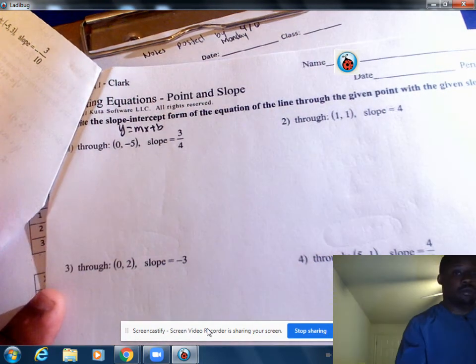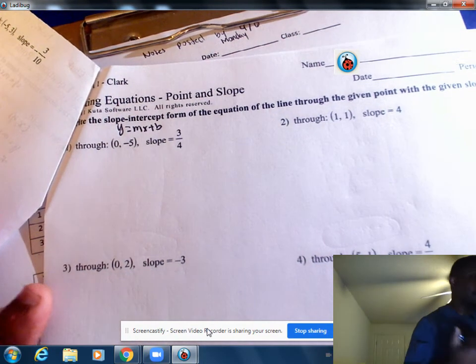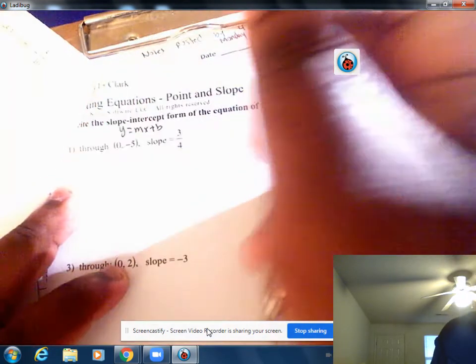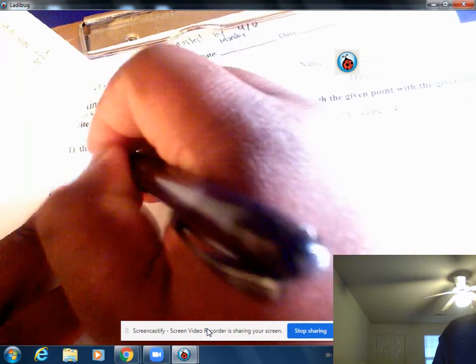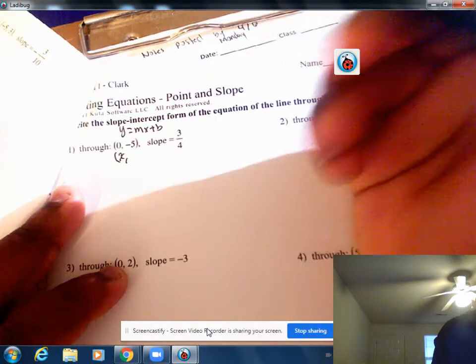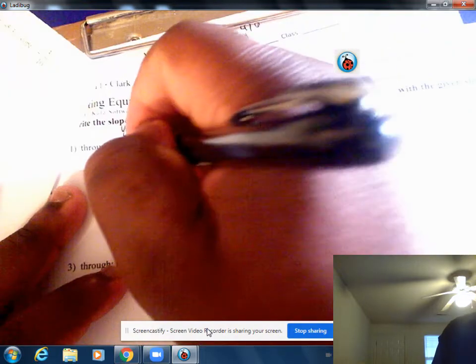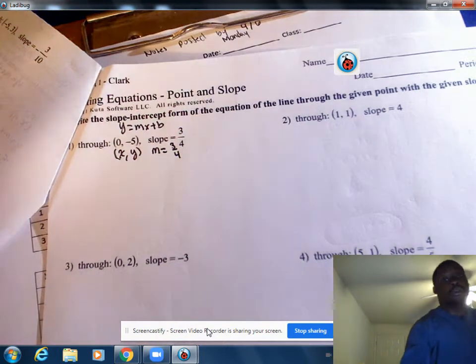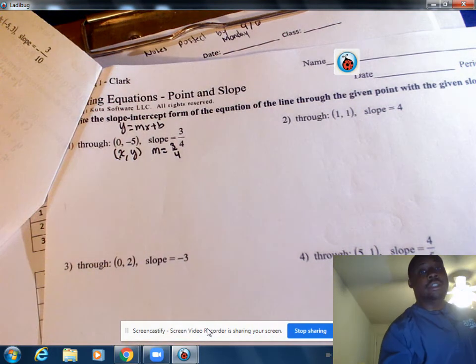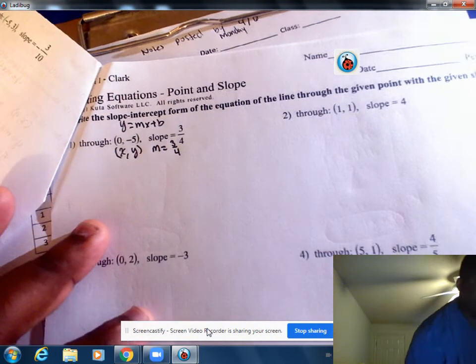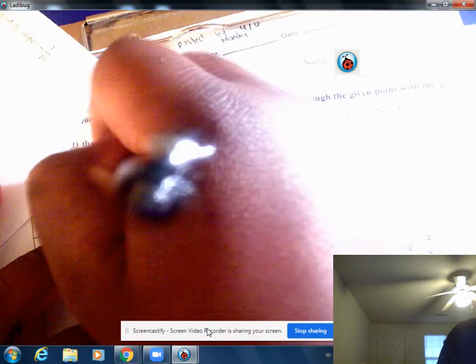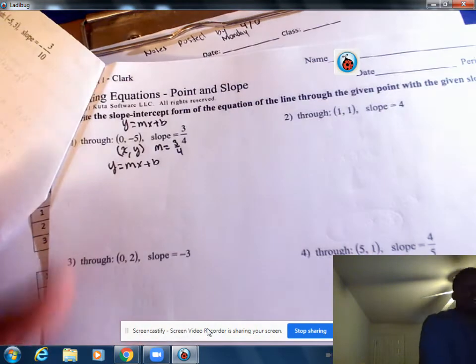So here's what you got to do. The first step, and what I like to do, is go ahead and identify everything that they give you. For example, we know that 0 is our x, we know that -5 is our y, and we know that slope is our m. So we know that m equals 3/4. Once you identify, the next thing you want to do is write that equation down. y equals mx plus b.